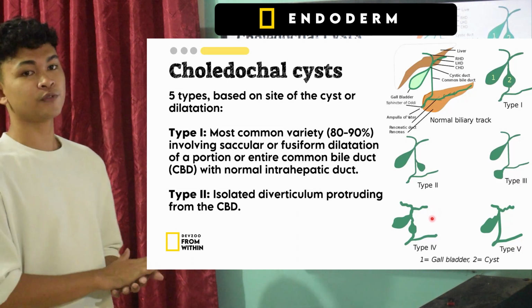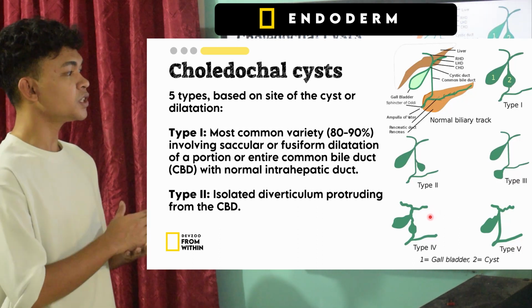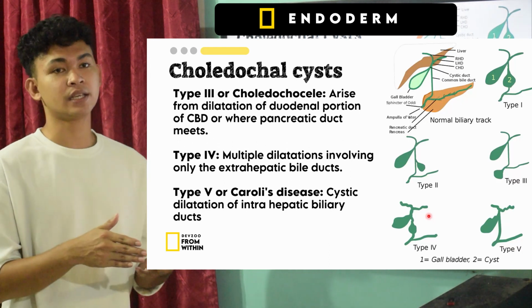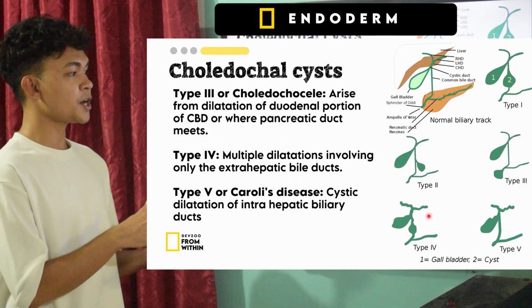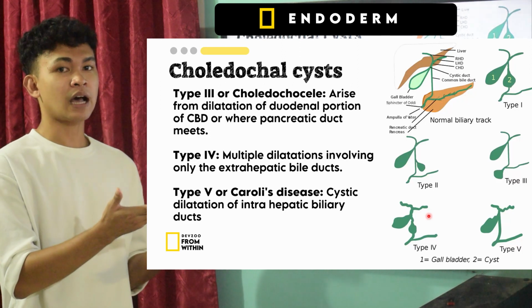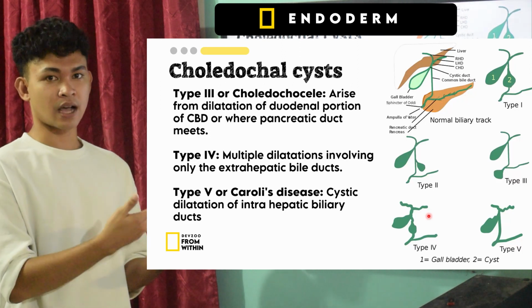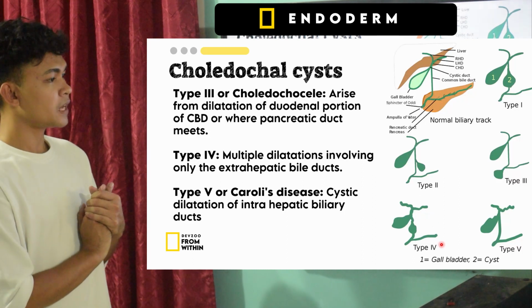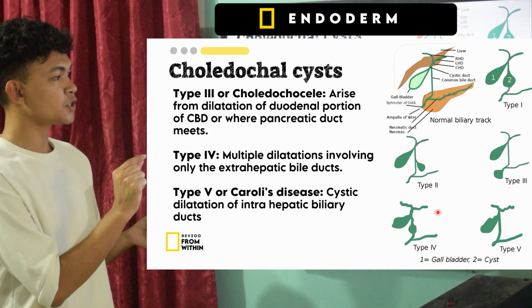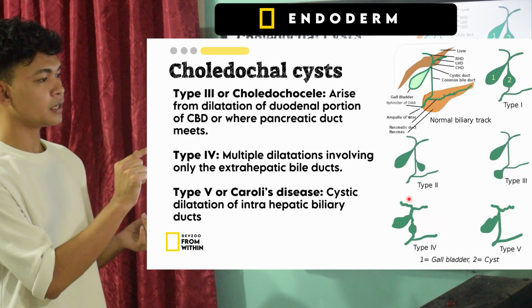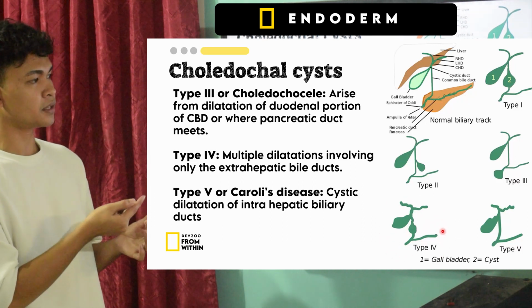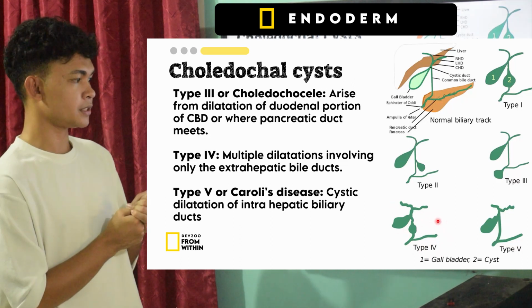Next, we have the type 4 choledochal cyst. It is multiple dilations involving only the extrahepatic bile ducts. Extrahepatic means outside the bile ducts. So as you can see here in the figure, there are multiple dilations above the gallbladder. And there is also a dilation here at the middle of the common bile duct.